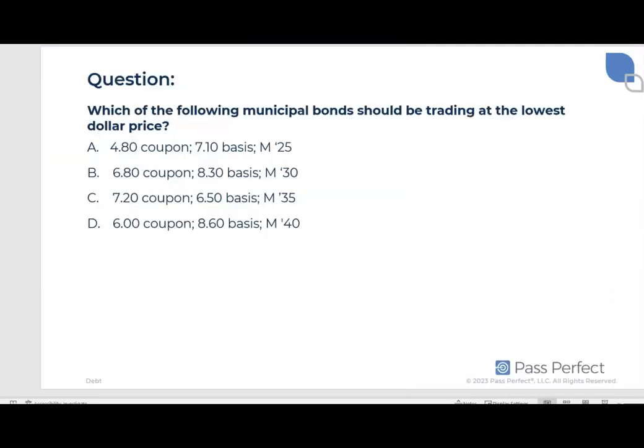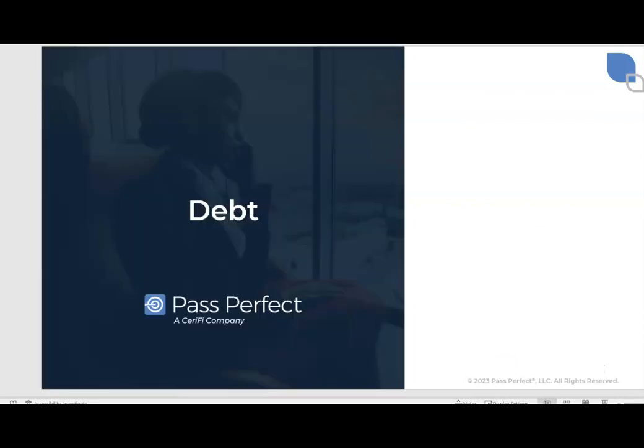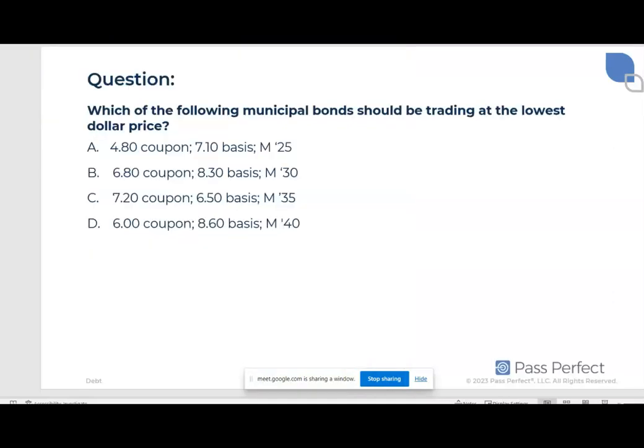Which of the following municipal bonds should be trading at the lowest dollar price? A, 4.8 coupon, 7.1 basis, M25. B, 6.8 coupon, 8.3 basis, M30. The screen isn't shared. Oh, what a brilliant idea. Thank you for keeping me honest. All right, so now you're able to see the screens, yes? All right, good.